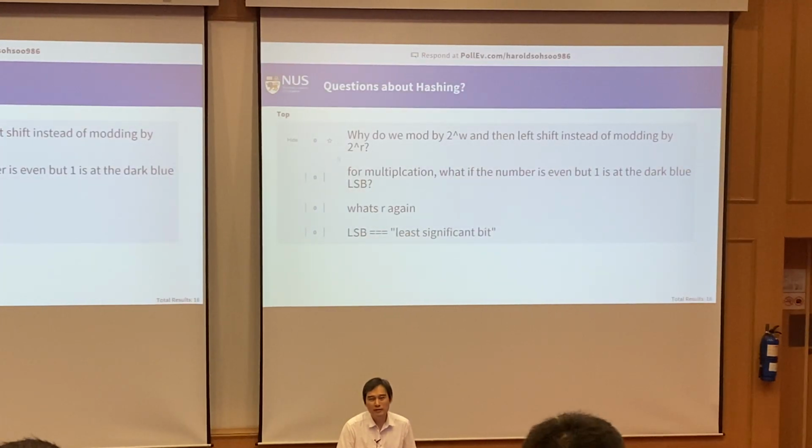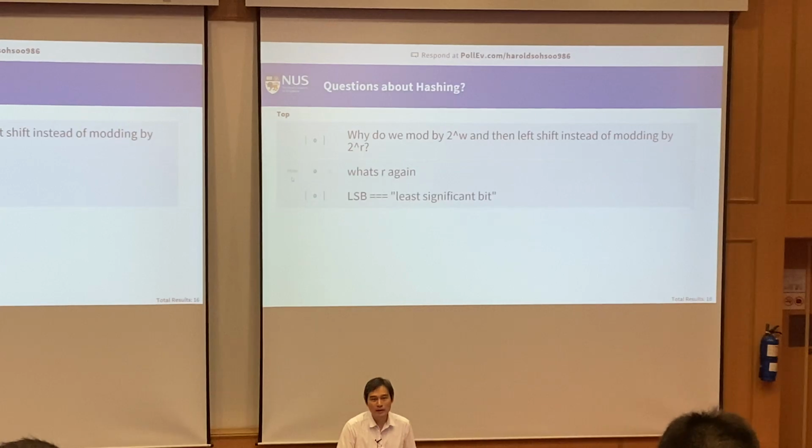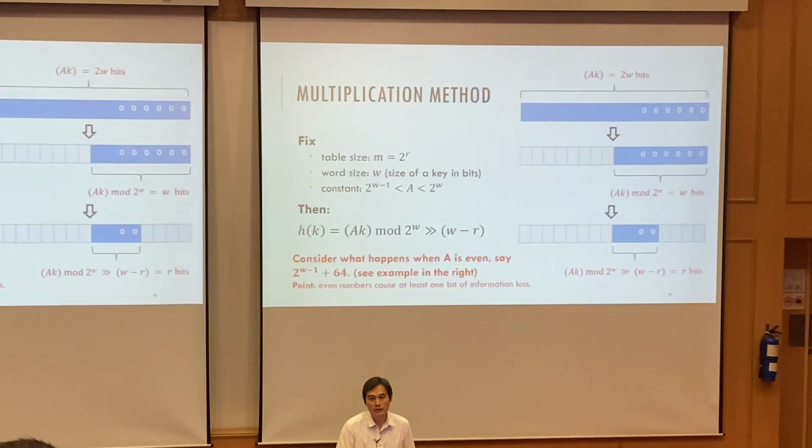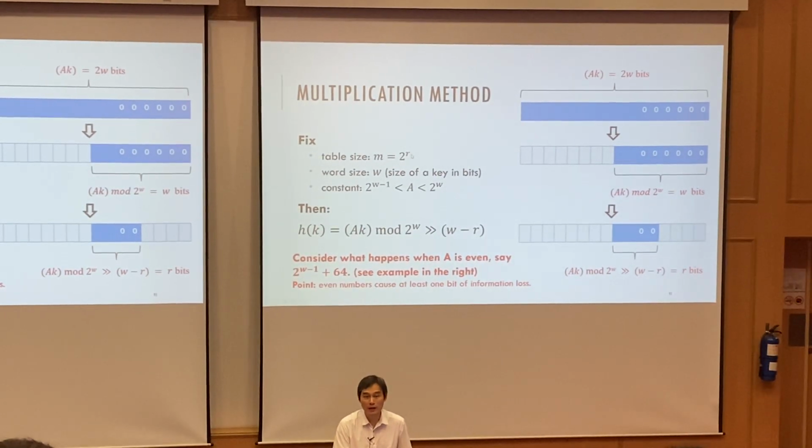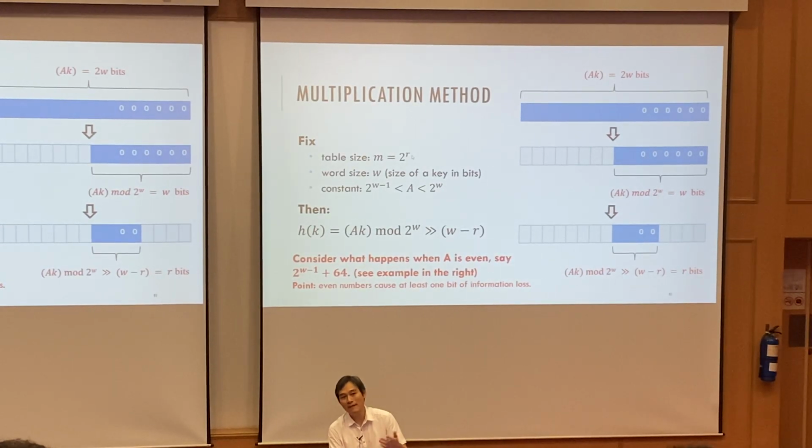What is r again? r is the choice of your table size here. So you pick r effectively. Your table size is defined implicitly by r. Let's say you pick r is 2, then your table size will be 2 squared. If you pick r is 5, then it's going to be 2 to the power of 5. So that's going to implicitly define your table size.